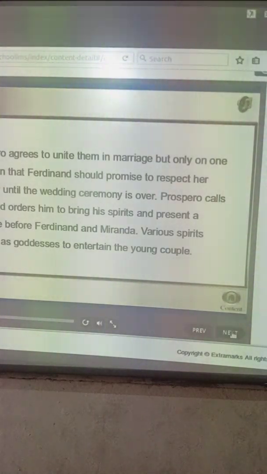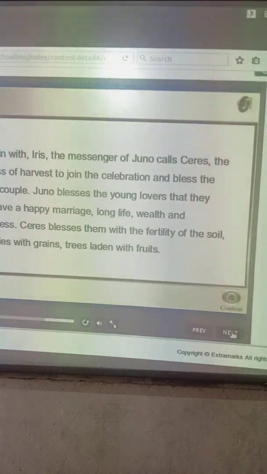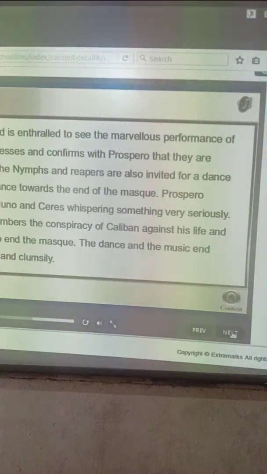Prospero calls Ariel and orders him to bring his spirits and present a masque before Ferdinand and Miranda. Various spirits appear as goddesses to entertain the young couple. To begin with, Iris, the messenger of Juno, calls Ceres, the goddess of harvest, to join the celebration and bless the young couple. Juno blesses the young lovers that they may have a happy marriage, long life, wealth, and happiness. Ceres blesses them with the fertility of the soil, granaries with grains, trees laden with fruits. Ferdinand is enthralled to see the marvelous performance of the goddesses and confirms with Prospero that they are spirits. The nymphs and reapers are also invited for a dance performance towards the end of the masque.